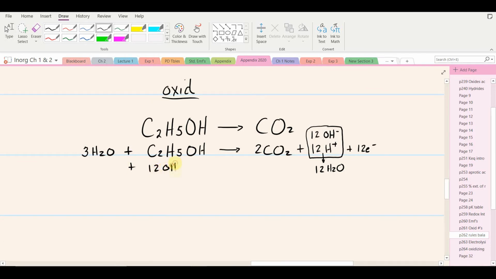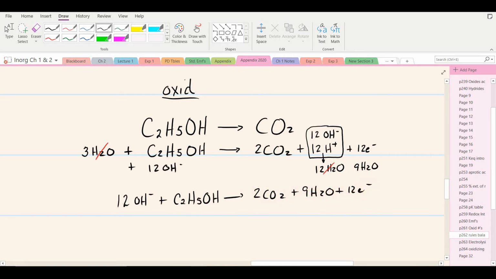That's the only extra step we need. Now sometimes you can cancel, as in this case I have 3 waters that I can cancel or subtract here, and I'll wind up with 9H2O. I'm just going to rewrite this so it's easier to work with. So I'll have 12 hydroxide plus ethanol goes to 2 CO2 plus 9H2O plus 12 electrons.